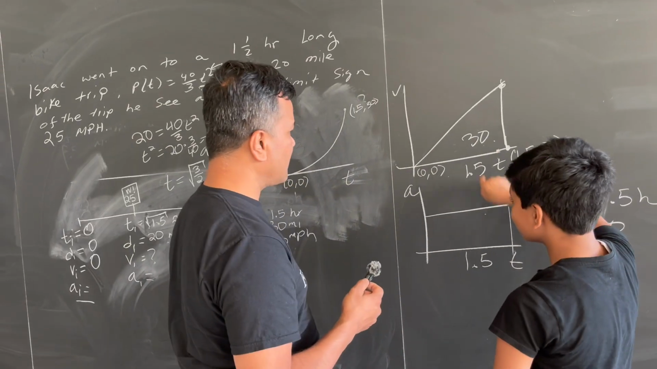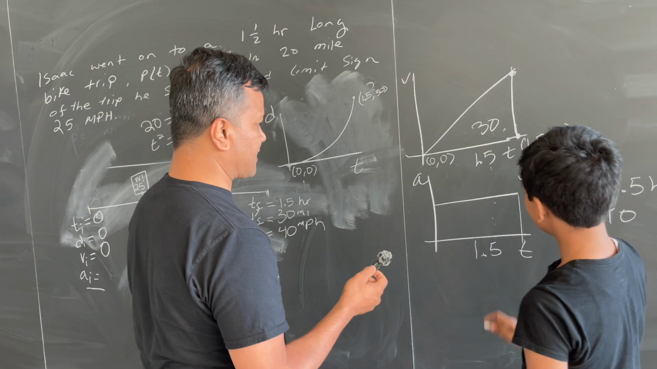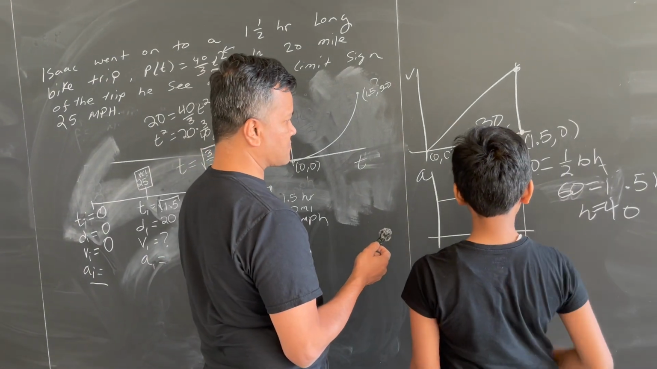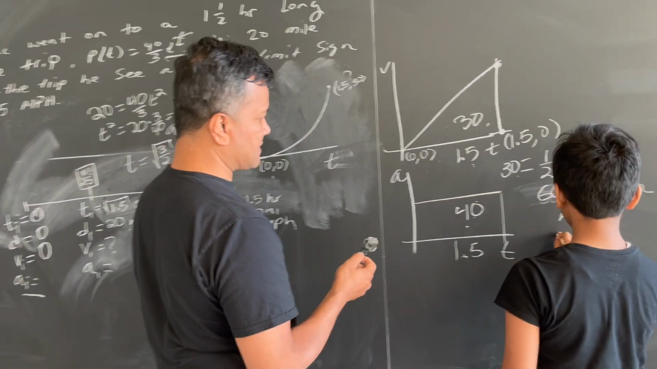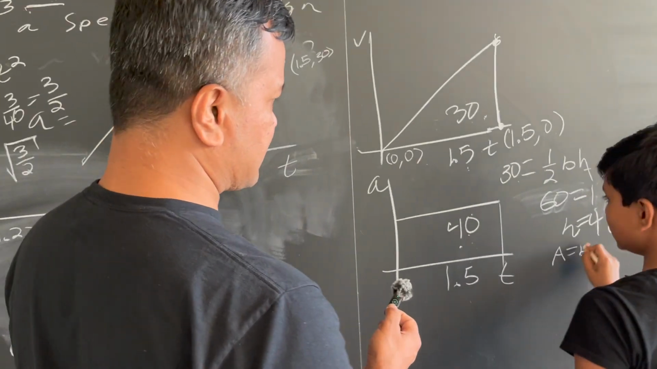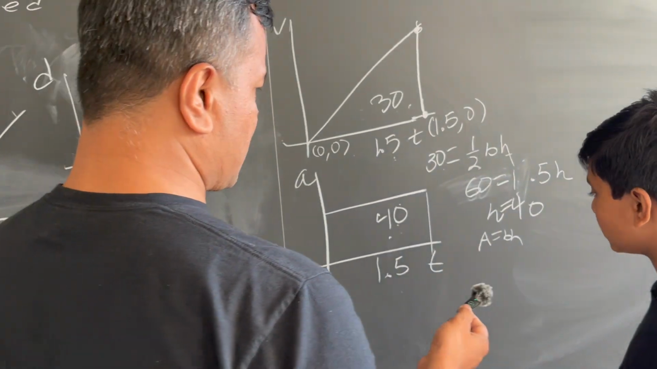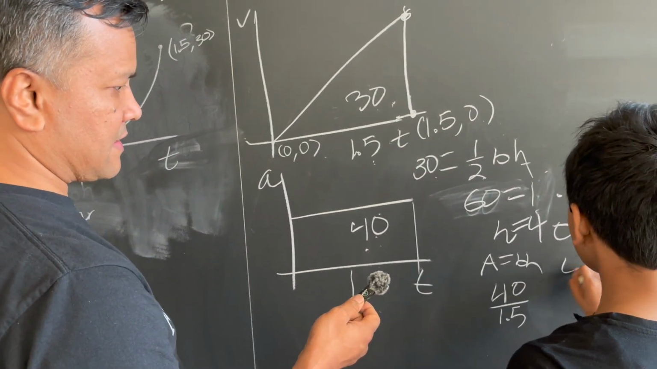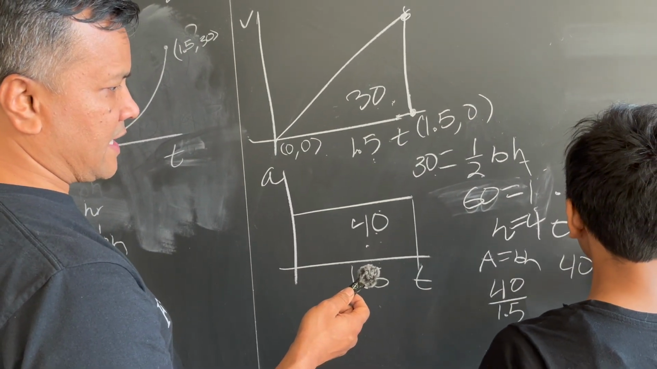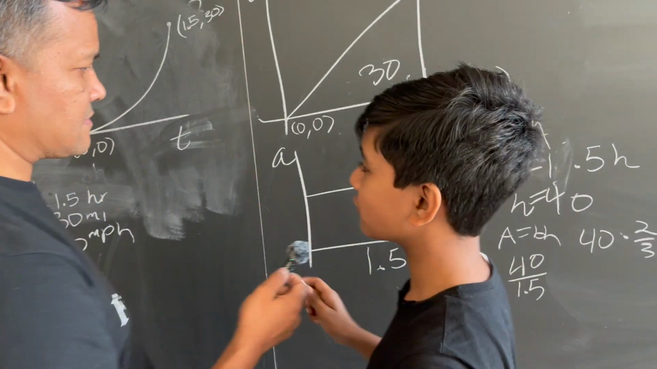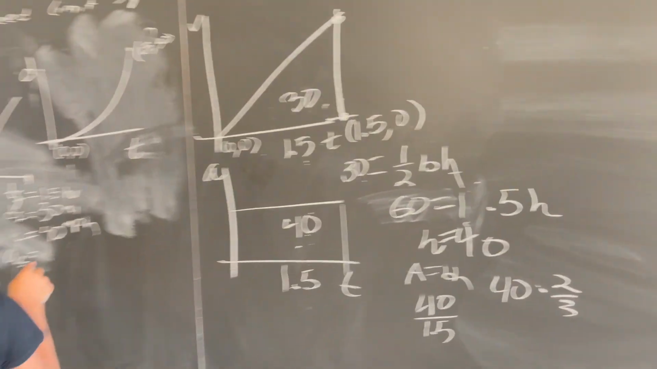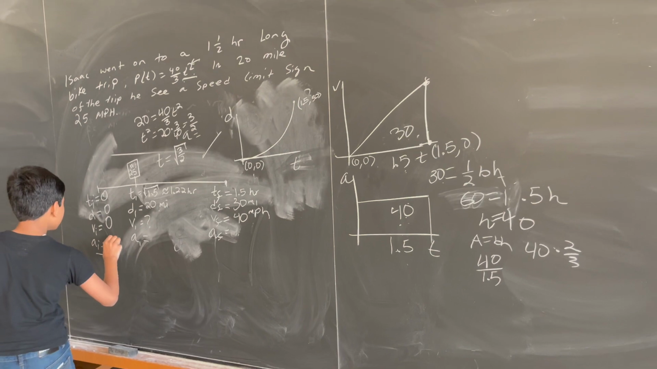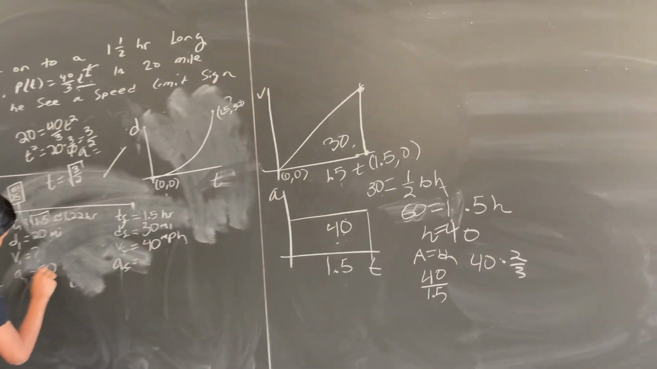With this technique, this little trick, you used it once. Why can't you use it twice? Sure. So the area is going to be equal to BH. This is a straight line, so we have a rectangle. And 40 over 1.5, what is that? That's 40 times 2, 80 over 3. Yes, that's 80 over 3. Good job, little buddy. And since acceleration is constant, this holds true for every single point.